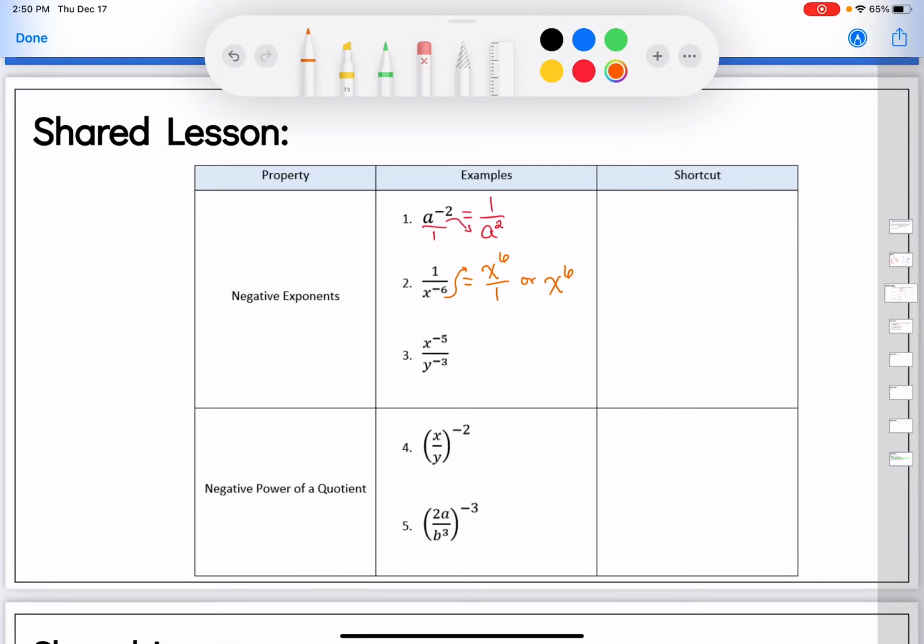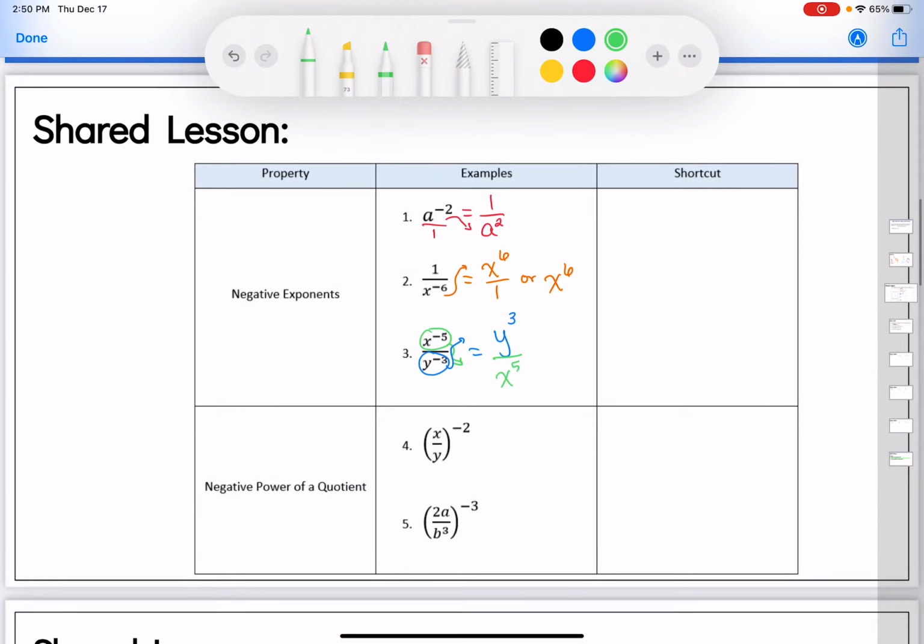Each of those bases has a negative exponent. So that means I'm going to take this top one and move it to the bottom, and take the bottom one and move it up to the top. So it's going to become y to the third on the top and x to the fifth on the bottom. And notice again, whenever I move that base, that exponent becomes positive.